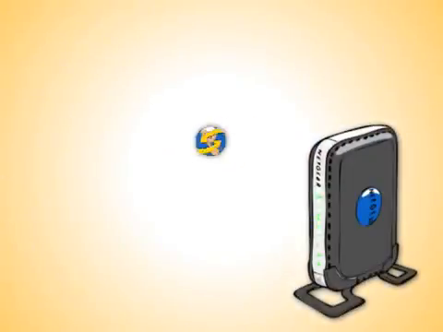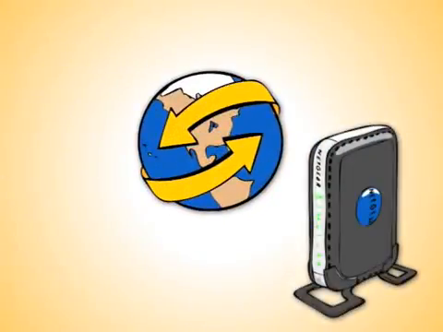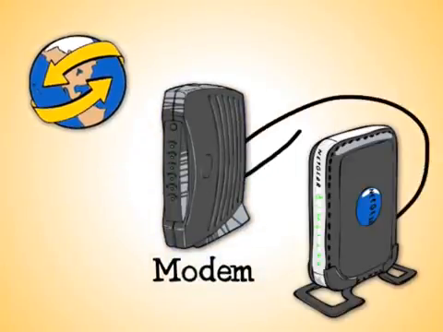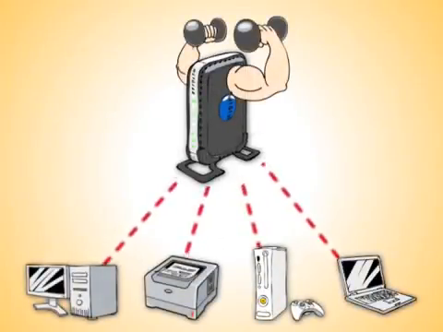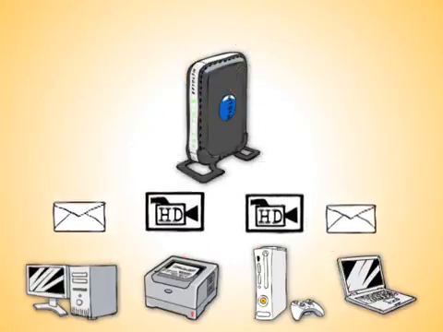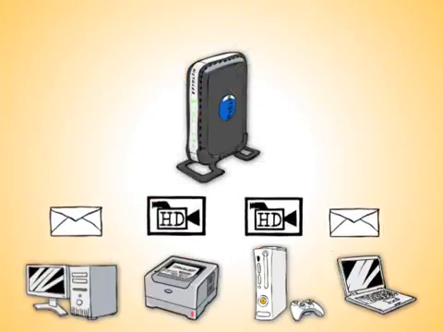A router also connects to the internet outside your home via a modem that can be provided by your DSL or cable internet provider. A router is always at work, managing the tons and tons of information your computers and devices send and receive, and controlling which computers and devices get what information and when.